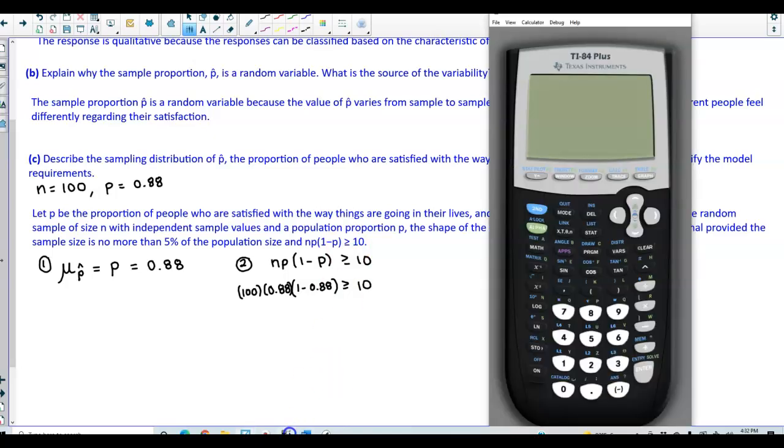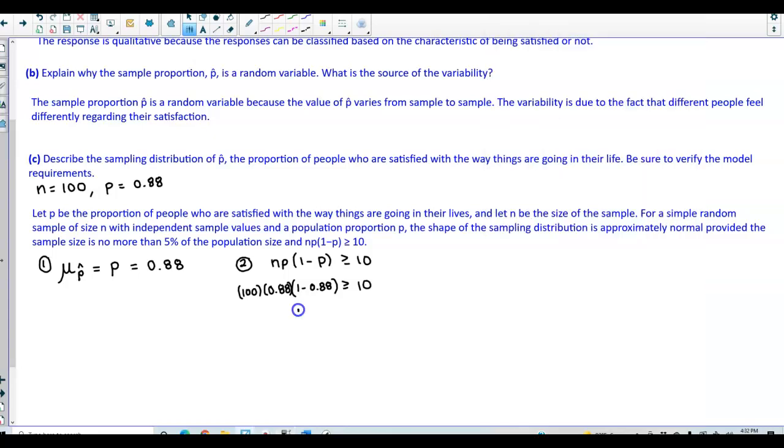So let's go ahead and do that in our calculator. We're going to take 100, multiply that by 0.88, and then multiply that by 1 minus 0.88. And that gives us 10.56. So 10.56 is greater than or equal to 10. Therefore, it is approximately normal.